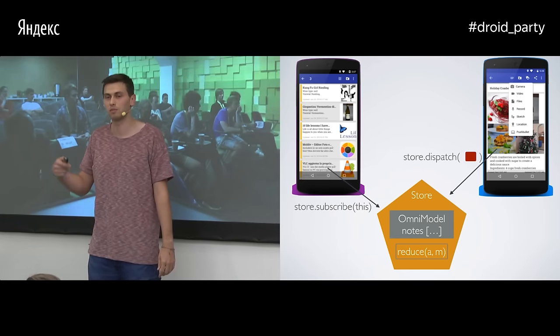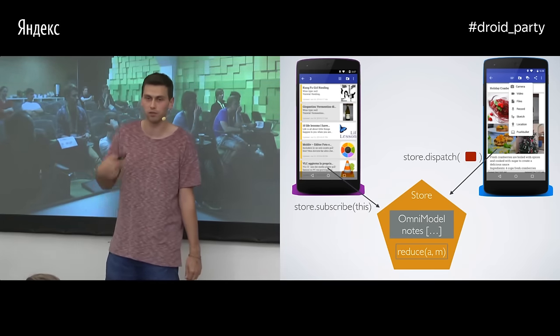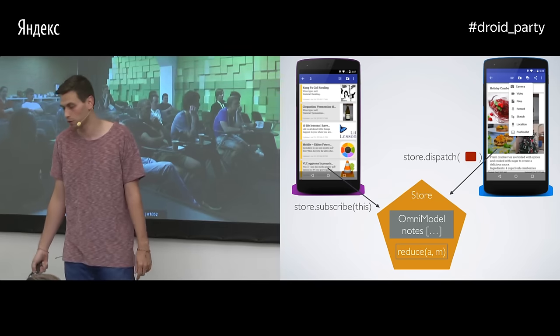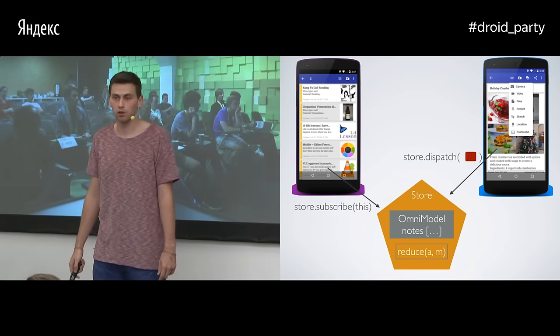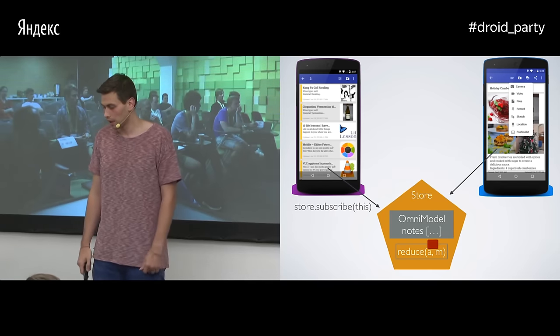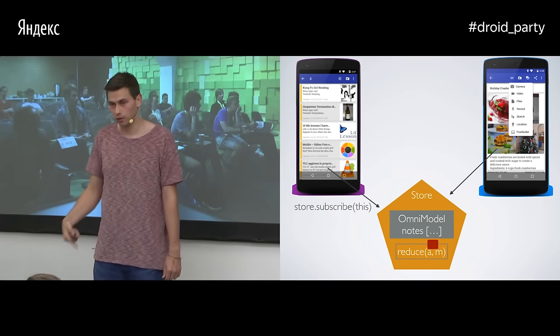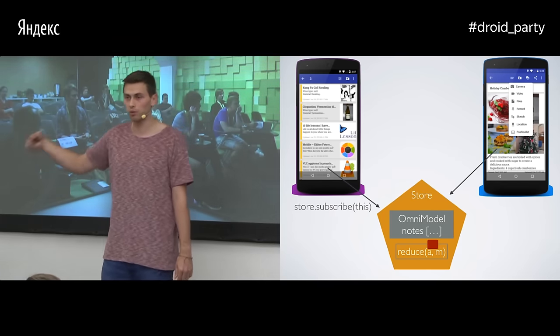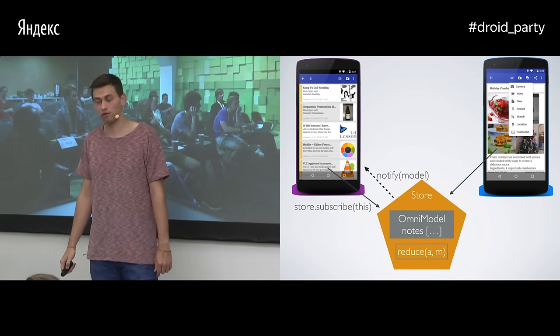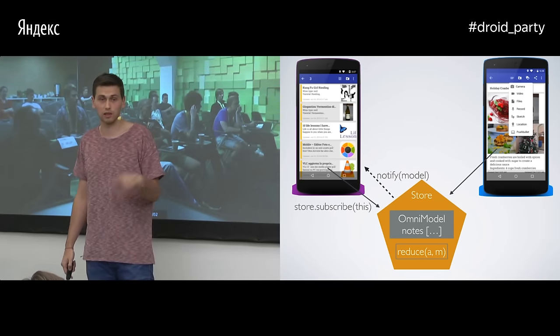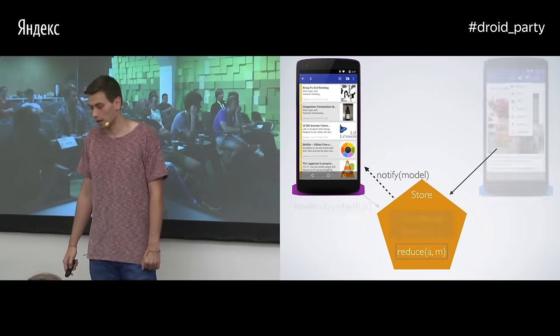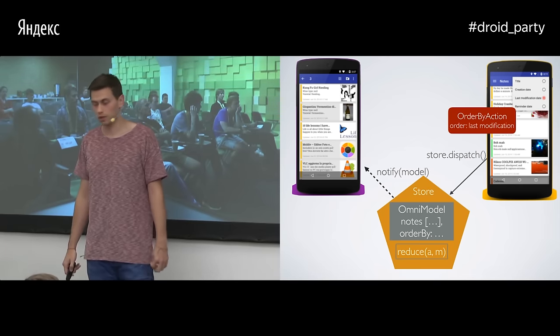And there's also the dispatch function to hand in an action. So the view to create a new node will hand in this action. It runs through the reducer, creates a new store output, and then will notify the other view, and this will display the new state.